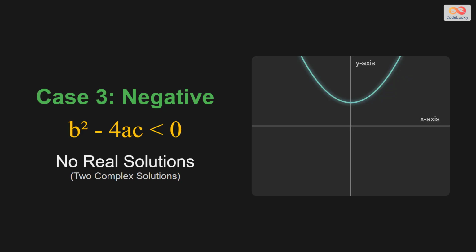When the discriminant is less than 0 or negative, it means there are no real solutions. This is because you can't take the square root of a negative number in the real number system. The parabola, in this case, never crosses or touches the x-axis at all. The solutions are what we call complex numbers.